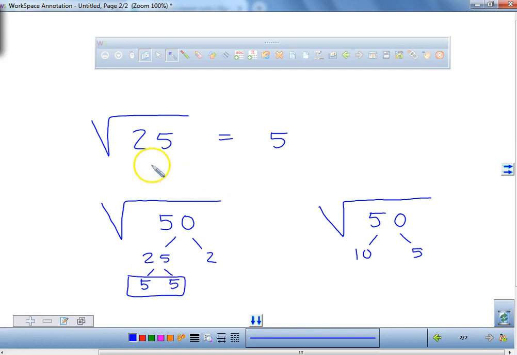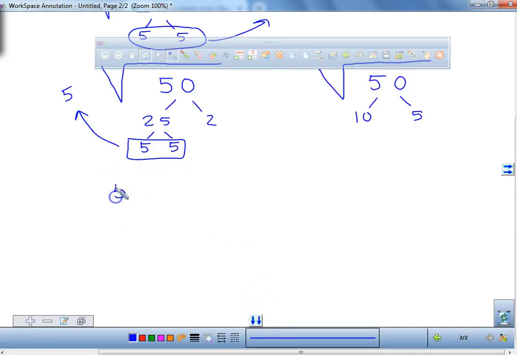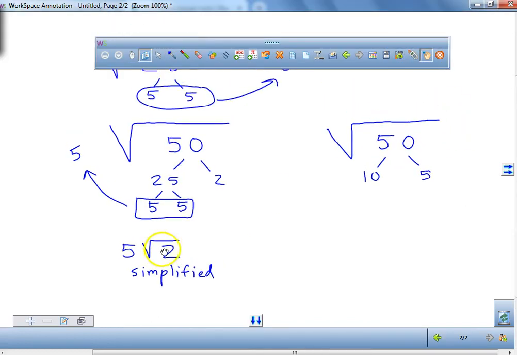Square roots look for groups of what? Groups of 2. So if I break this down into a 5 and a 5, that's a group of 2. So what comes out of the radical? A 5. What number is able to come out of that square root? 5. What stays in the radical? A 2. So here's what your simplified answer would be: 5 radical 2. That's considered to be what's called the simplified answer. Okay, so write that down.